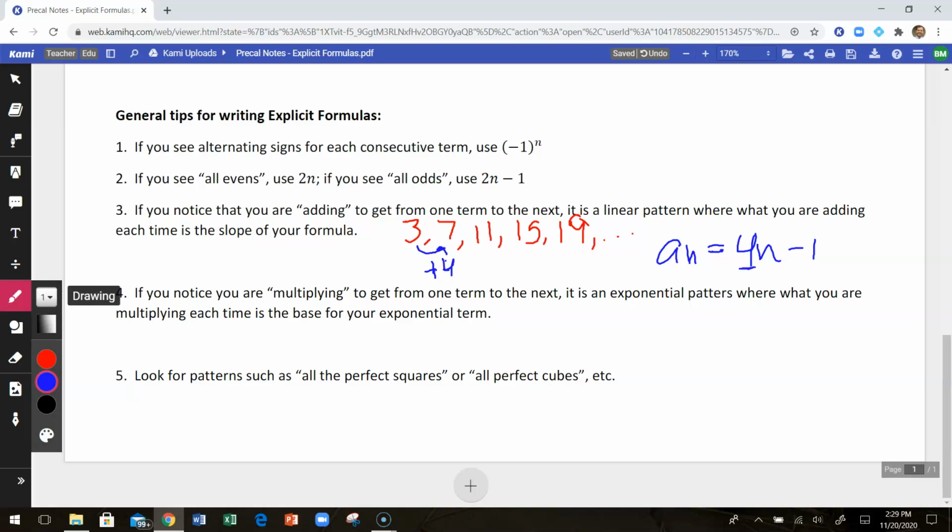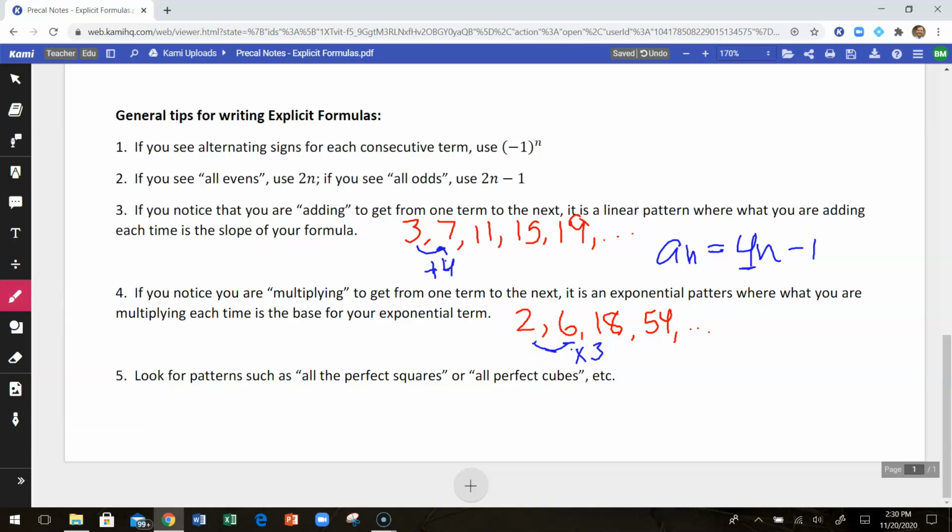If you notice that you are multiplying the same thing every time, then what you end up with is an exponential pattern. So an example here would be if we said 2, and then 6, and then 18, and then 54, and so forth. What I notice here is I'm multiplying by 3 every time, right? From one term to the next term, I see a multiplication by 3. Well, if that's the case, then our formula is going to be exponential, but it's going to be 3 to the power n.